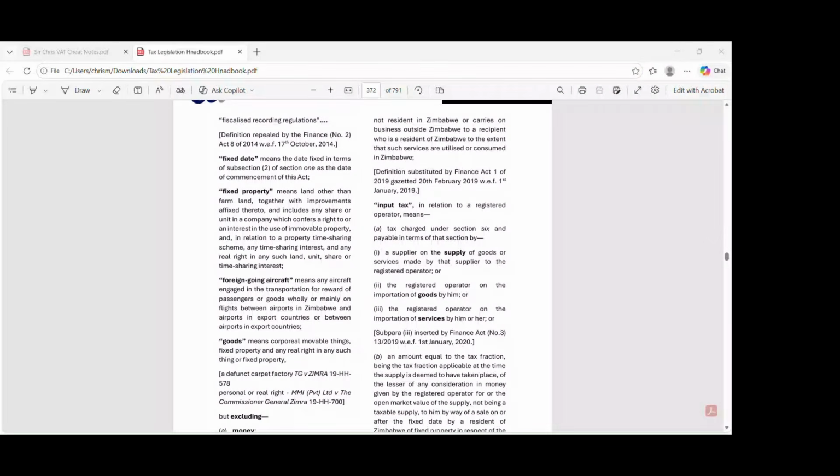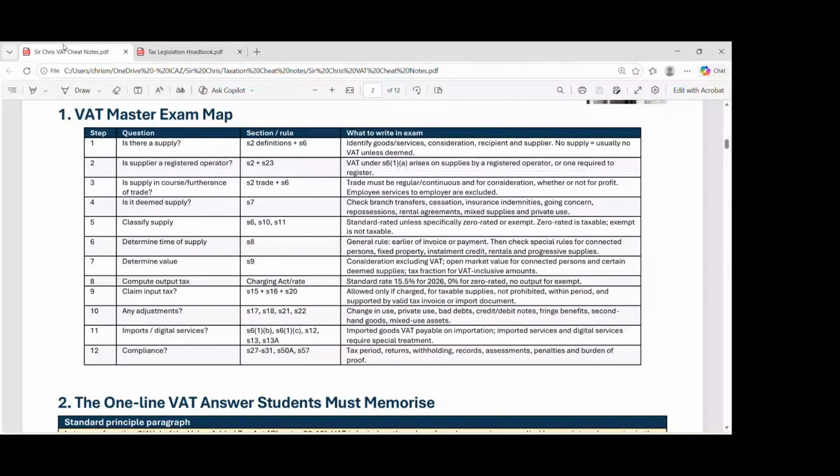So whenever we are dealing with VAT, what's critical, what's important in VAT? There are two most important things. It's either output VAT or input VAT. Some of that I've included here in my mind map, in my cheat codes, isn't it? So what's crucial?